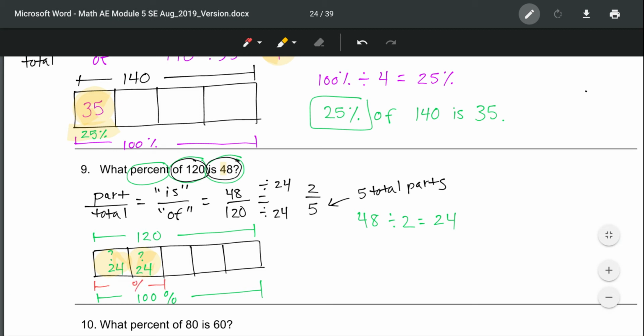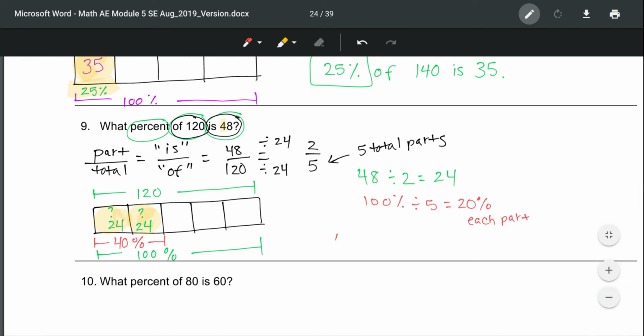So what percent is that? So if the total percentage value of that bar model is 100%, take 100% and divide it by the 5 parts. That would be 20% each. So each part is 20%. So if we have 2 parts, both parts would be 40%. Okay, so 40% of 120 is 48. That would be 40%.